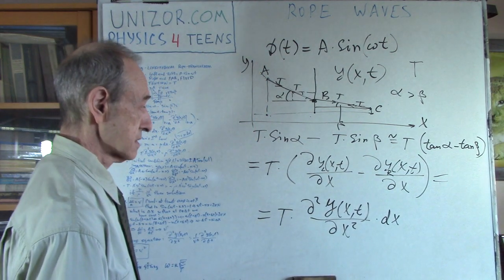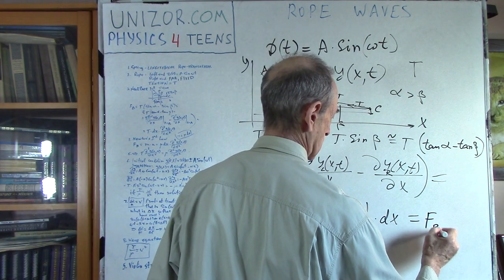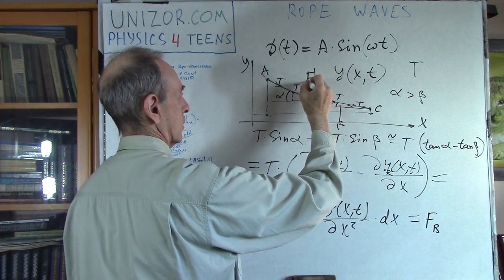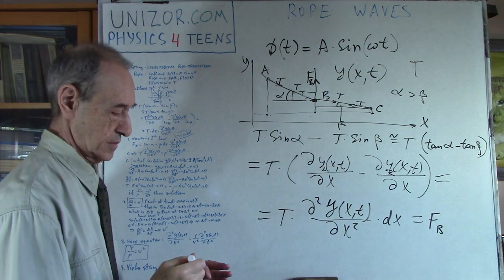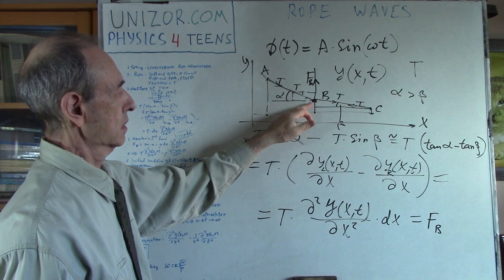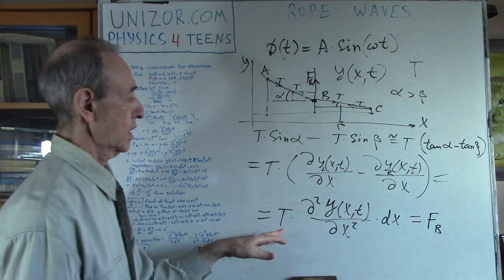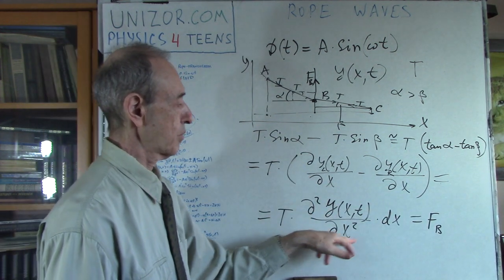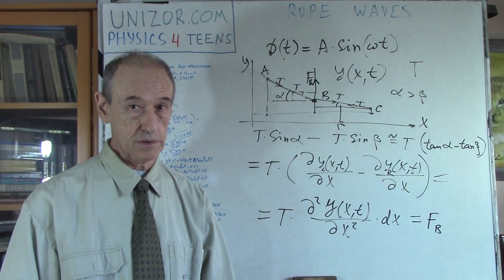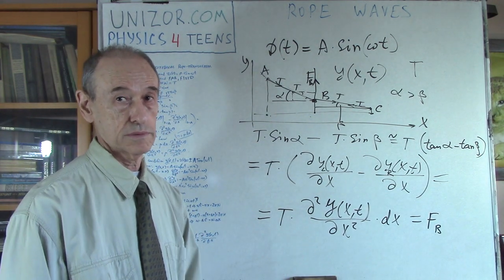So this is the force which acts in the upper direction. That's my FB. So it's a difference between the vertical part of this T and the vertical part of this T, which I just approximated in some way, and that's the second partial derivative. Tension being assumed constant, right? Okay, so we know the force, right?